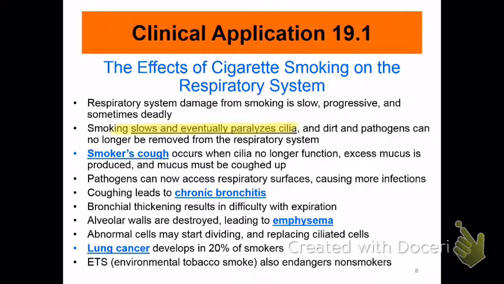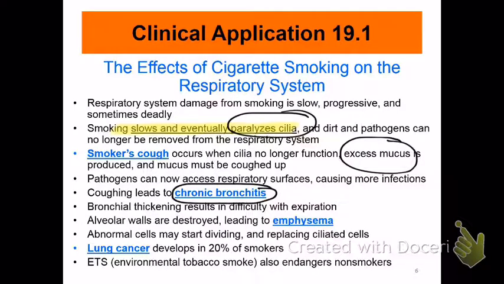So the effects: one is paralyzed cilia, two would be excess mucus from the damage. So now the pathogens can access the respiratory system. So theoretically, people who smoke get sick more often. Coughing leads to bronchitis. Bronchial thickness: the bronchial tree that we looked at should expand and get smaller with every breath, and theirs is thick, so it doesn't move like it should. Alveolar walls are destroyed, so the alveoli are destroyed, and we call that emphysema.